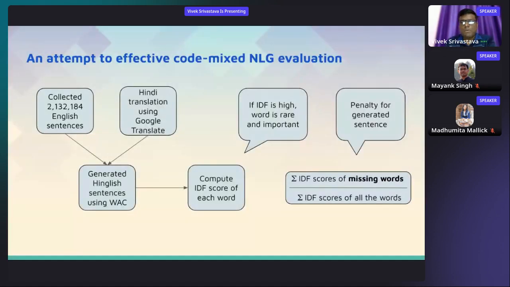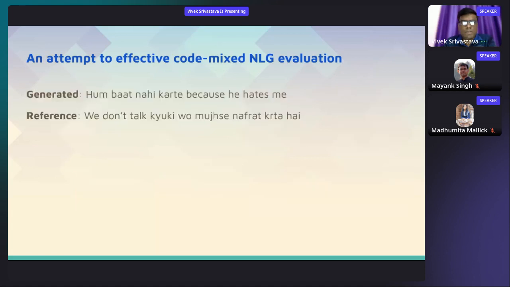Yeah. So to give the penalty for the generated sentence, what we do is we compute the sum of the IDF scores of all the missing words in the generated sentence, and we normalize it by the sum of the IDF scores of all the words in the sentence. So that will give us the penalty for the generated sentence.